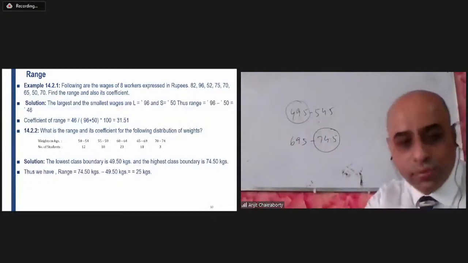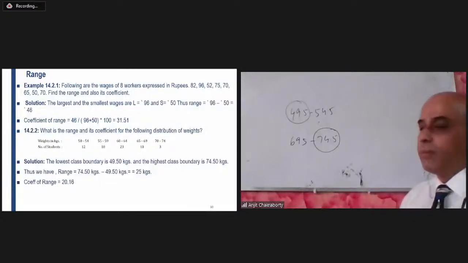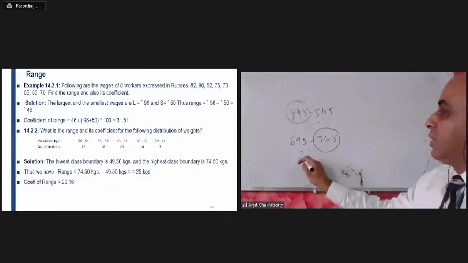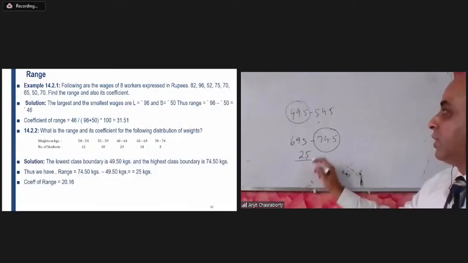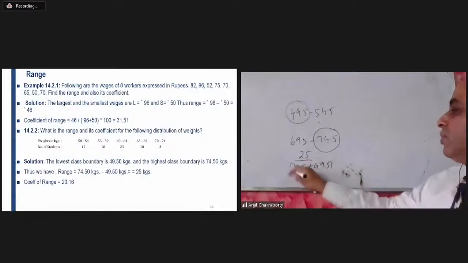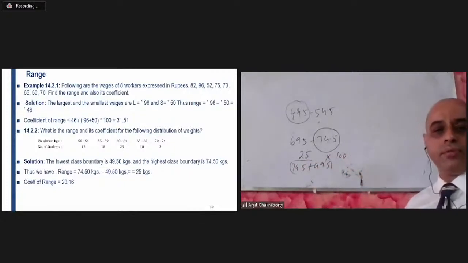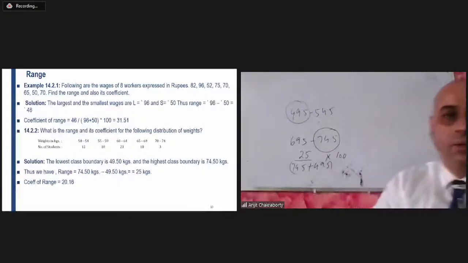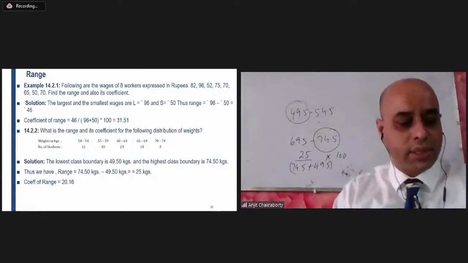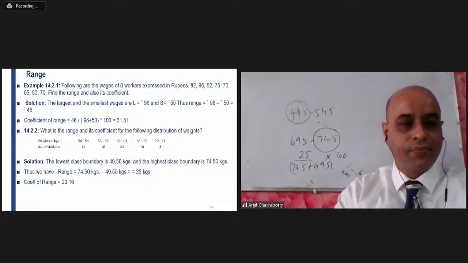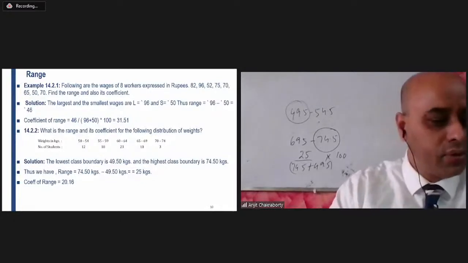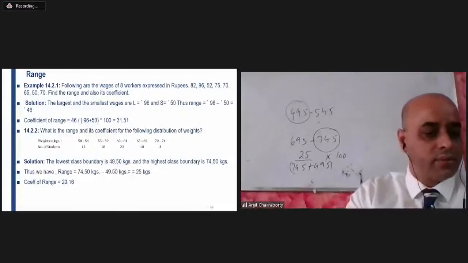And therefore, the coefficient of range is coming to 25 range divided by 74.5 plus 49.5 into 100. So we are getting coefficient of range is working out to 20.16. 20.16. Good, good. So many of you are working it out along with me. Great.